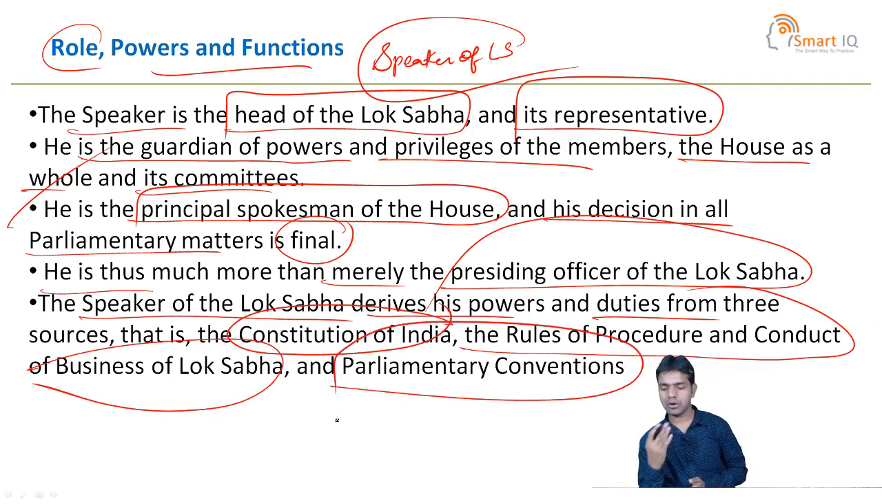What are the provisions from which the powers are taken? That is, for the Speaker: the Constitution of India, the rules of procedure and conduct of business of the Lok Sabha, and the parliamentary conventions. These sources of power will be used by the Speaker of the Lok Sabha.